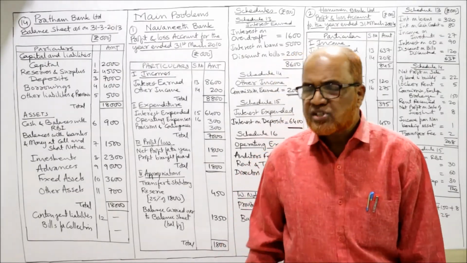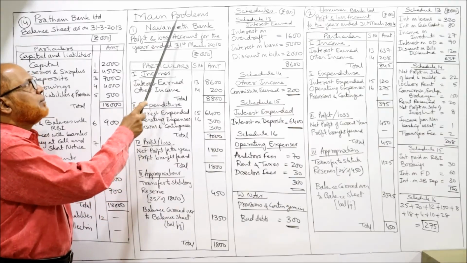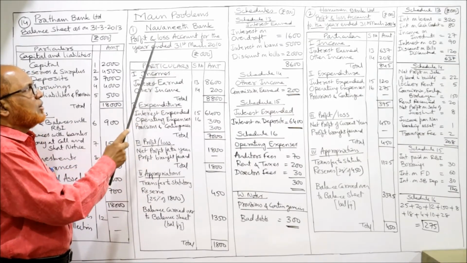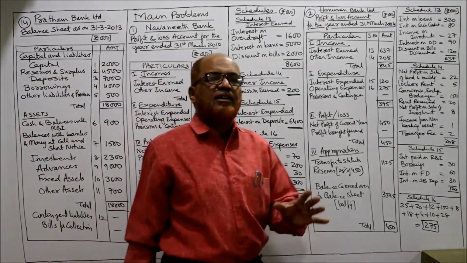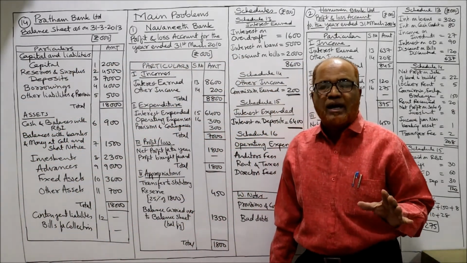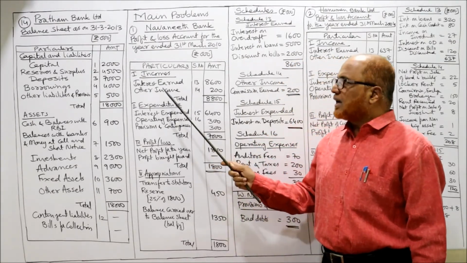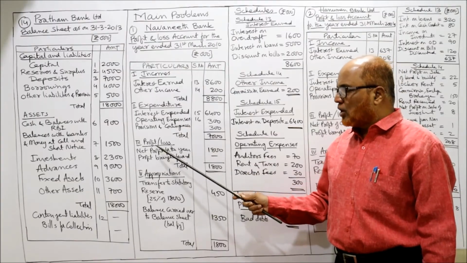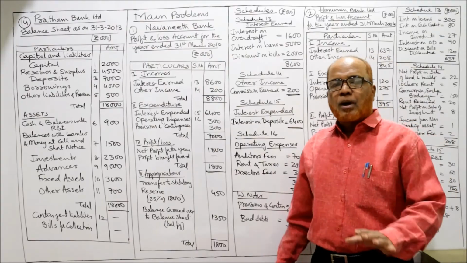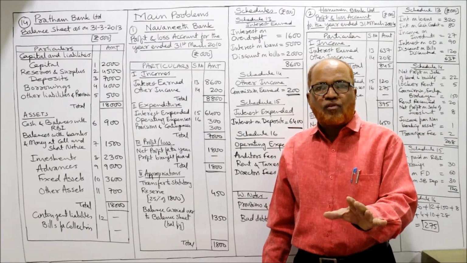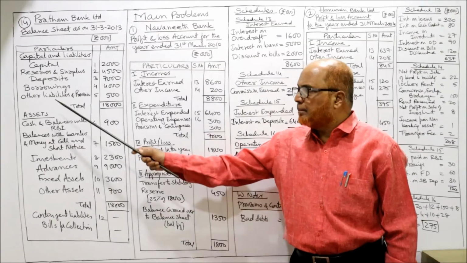Now first of all we'll draw the profit and loss account. Main problem, Navneet Bank Limited profit and loss account for the year ended 31st March. Particulars. Now the profit and loss account will be divided into 4 parts. Already in the theory video I explained in detail. The first part is income, second expenditure, third profit or loss, fourth appropriations. ये 4 parts होंगे. So before solving the first problem, first of all you should draw the blank format of the profit and loss account, just like the balance sheet.